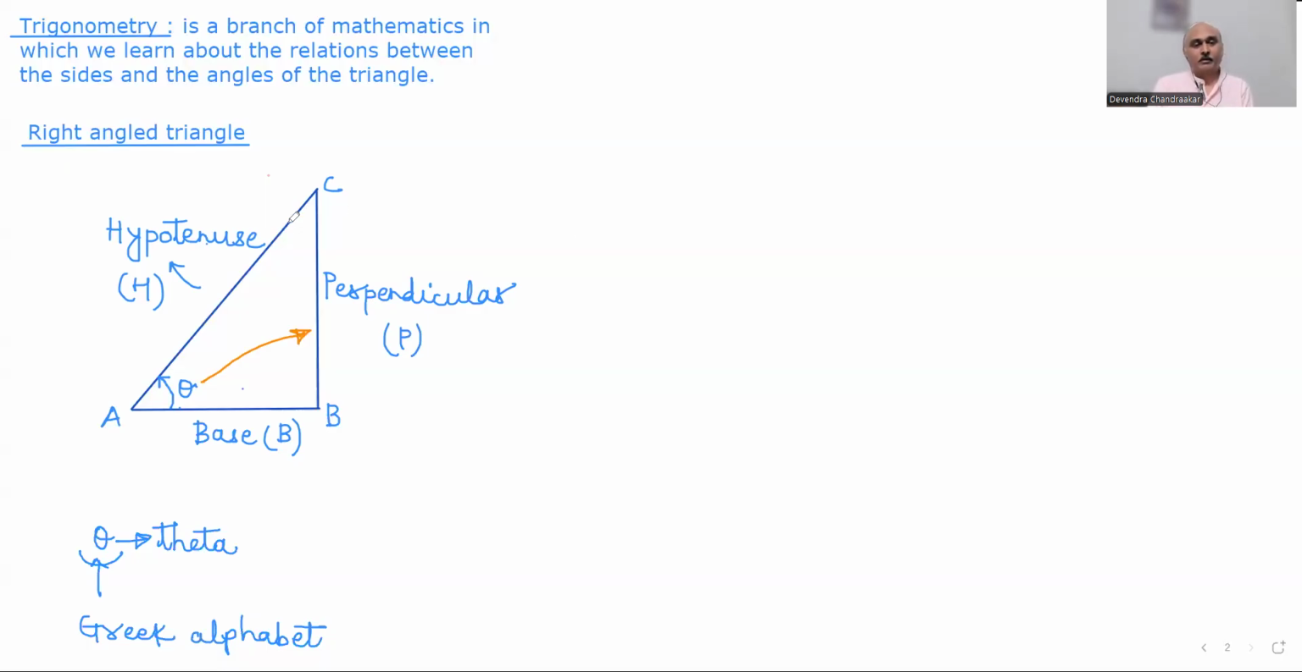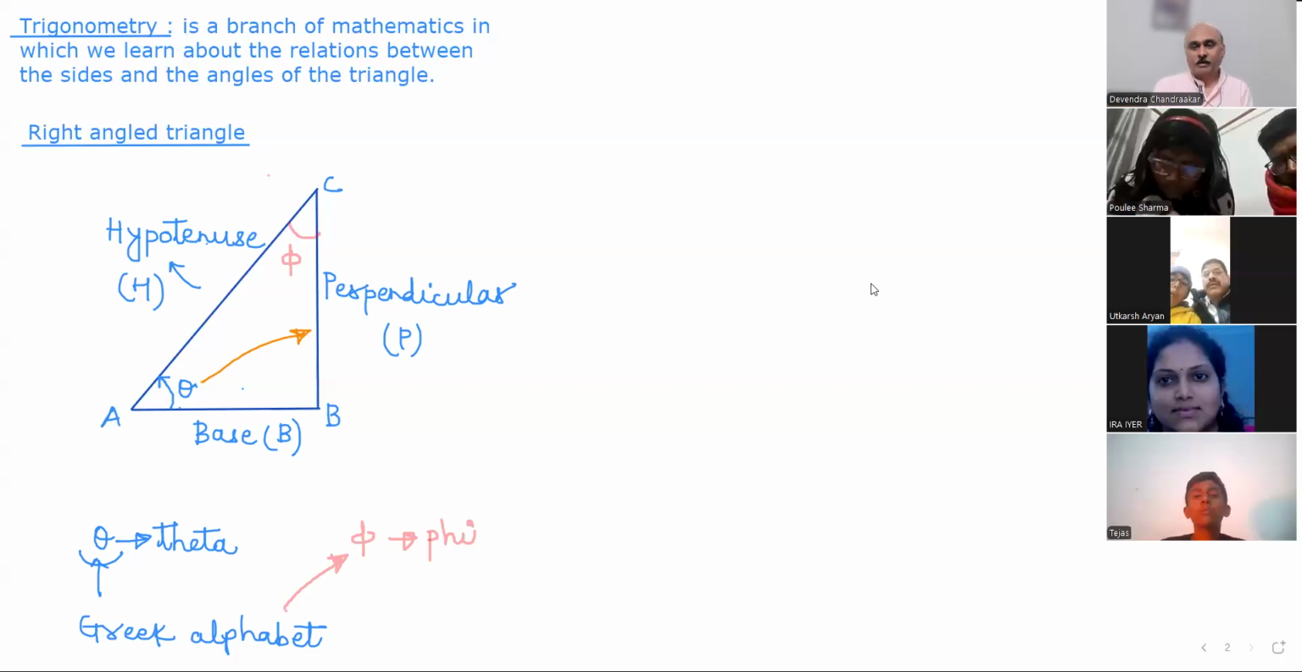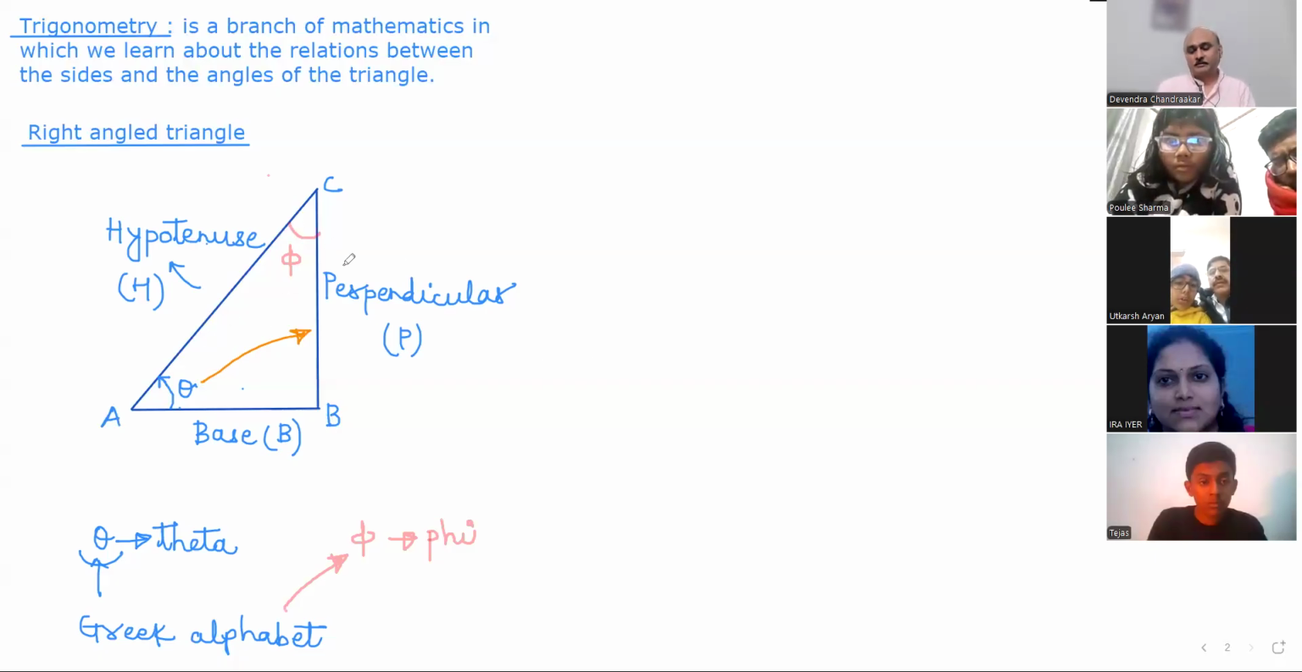Shabash. So now, if I choose this angle and I name it phi, phi bolte hain isko. Again, it's a Greek alphabet. Now, tell me, all of you. Chalo, I'll call your name and you have to answer it. Polly, tell me which side will be hypotenuse if I take this angle phi?